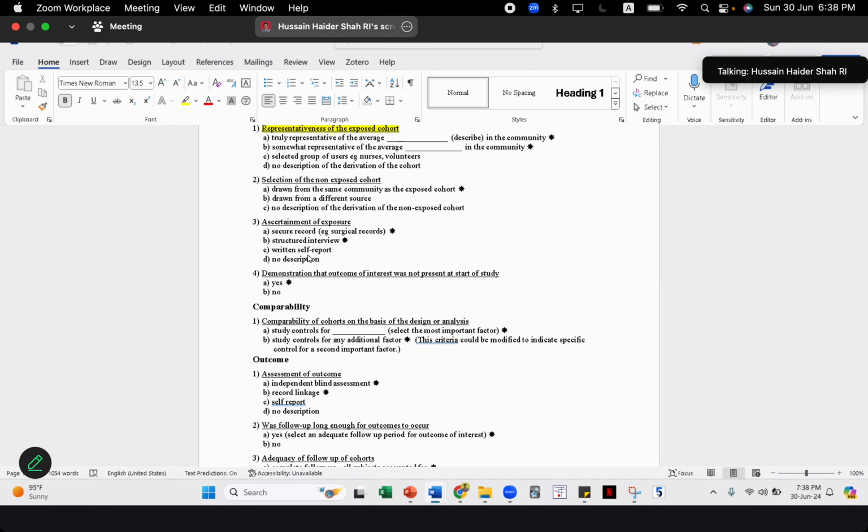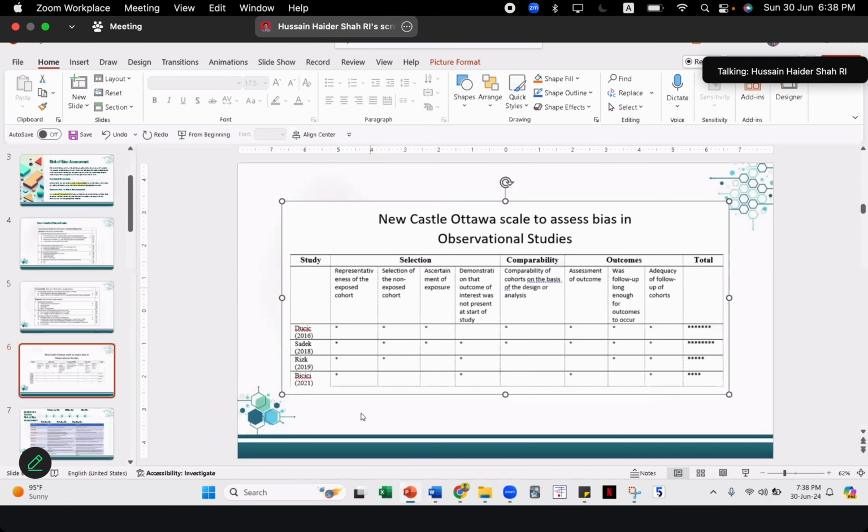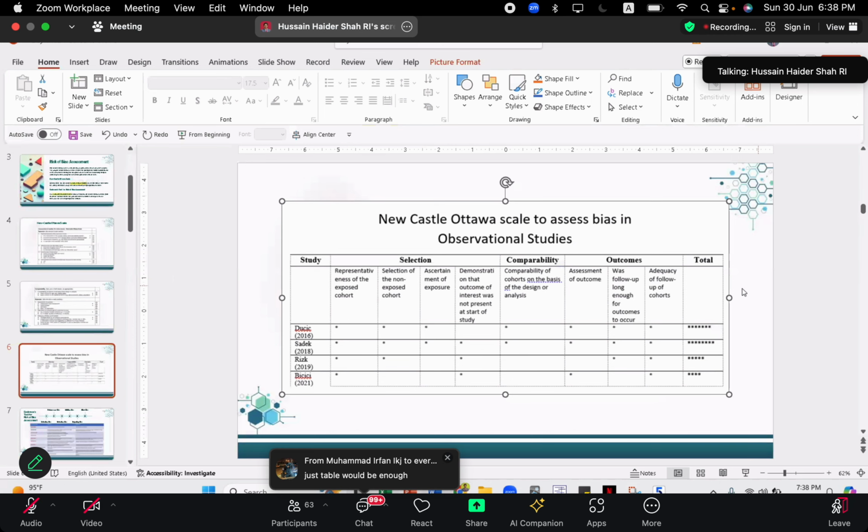Do we have to attach this questionnaire? No, we make a table. Now see this table, it has all the questions and we have given 1 star. Just a table would be enough. Thank you, Irfan. So we will move forward. Again, it is a tricky part, but I want all of you guys to be attentive.